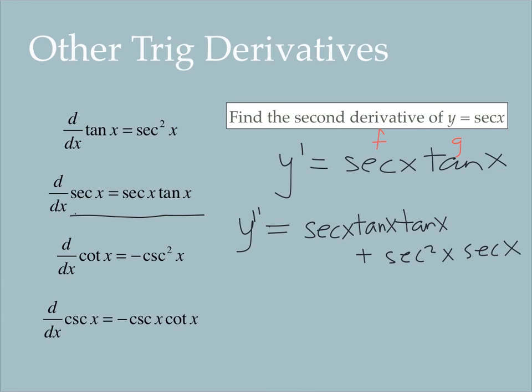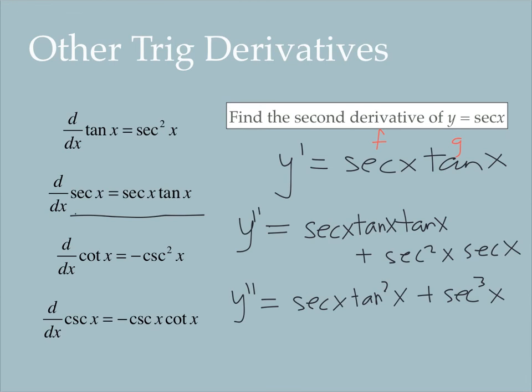Now this actually works out not too badly because it just ends up being secant x tan squared x plus secant cubed x, which you could remove a secant from if you wanted to. I wouldn't though, I would probably just leave it like that. But you could factor out a secant if you wanted to. So it doesn't look that bad in the end, but you do have to do product rule, which makes it a little bit more complicated.